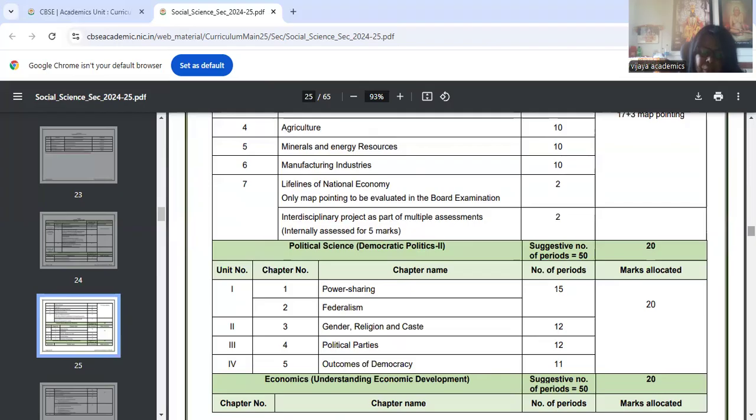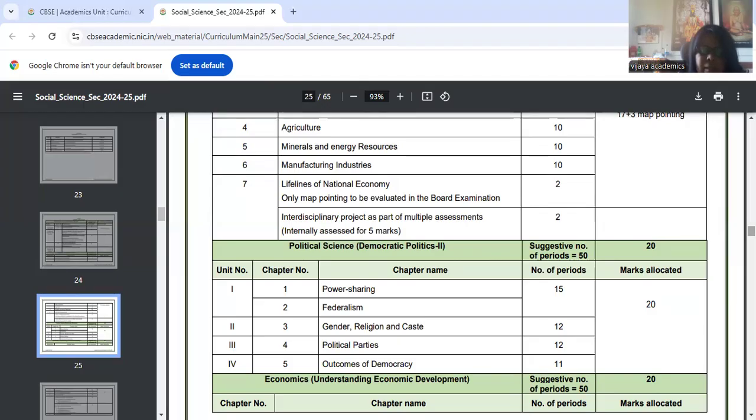Lifelines of national economy. For this chapter, chapter number 7, only map pointing is to be evaluated in the board examination. Again, this lesson is part of the IDP, the interdisciplinary project, as part of multiple assessment, and internally assessed for 5 marks. Now, if we see here for geography, 3 marks are given for map pointing and 70 marks are for the questions and answers.